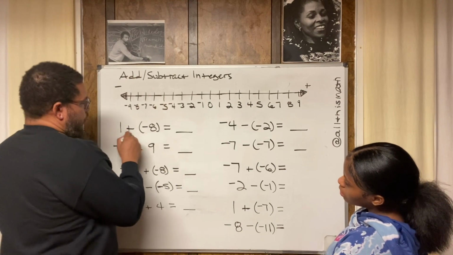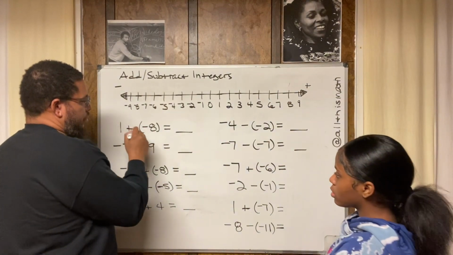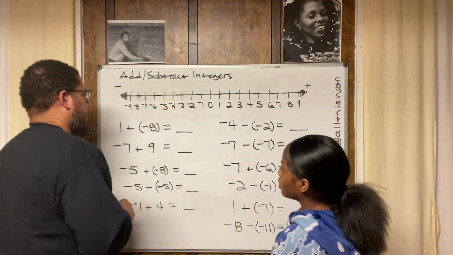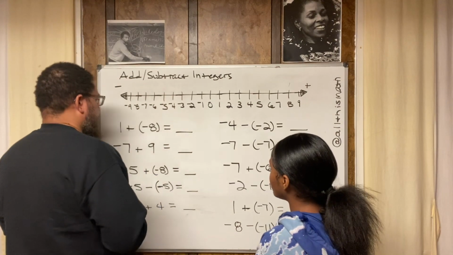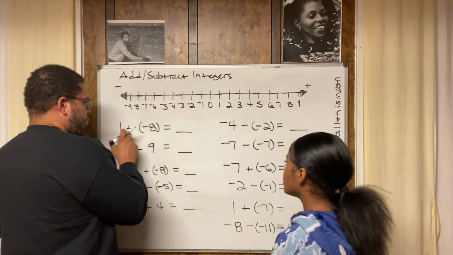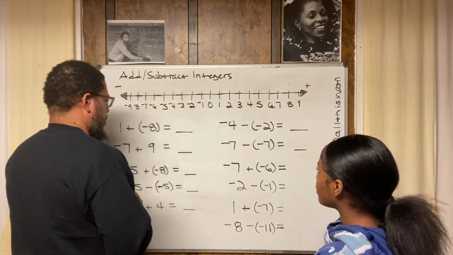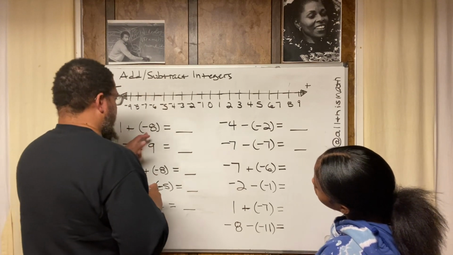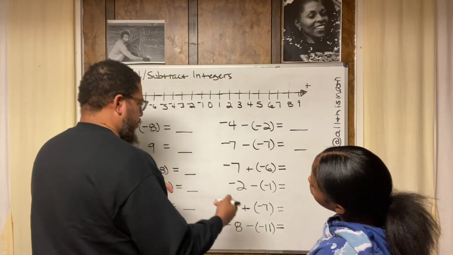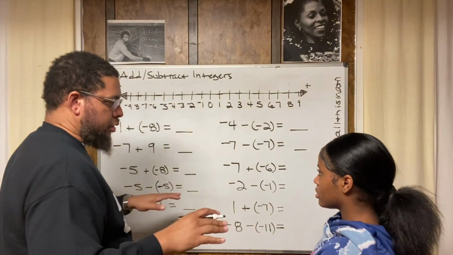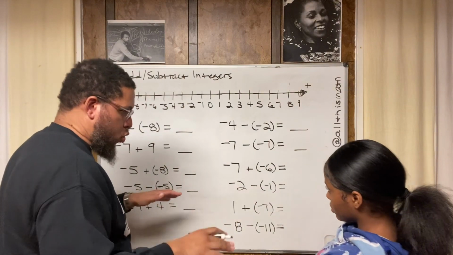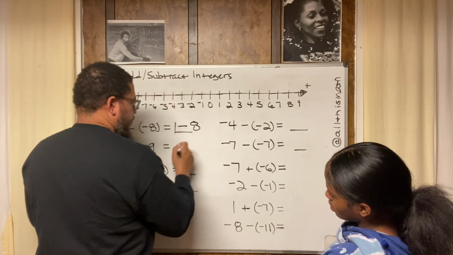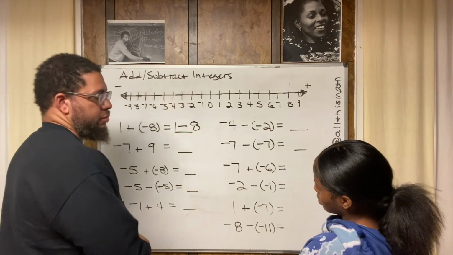This says 1 plus -8. How can I rewrite 1 plus -8 in a simpler form? What does it mean when you're adding a negative? What is another way to say you're adding a negative? Subtract. You are doing regular, plain old subtraction. So you rewrite this as 1 minus 8.